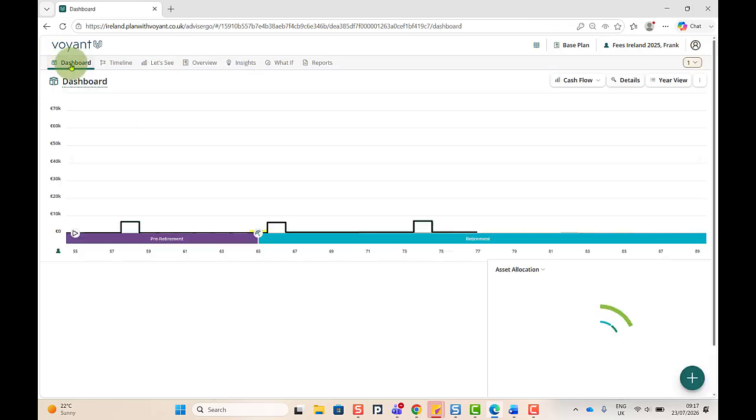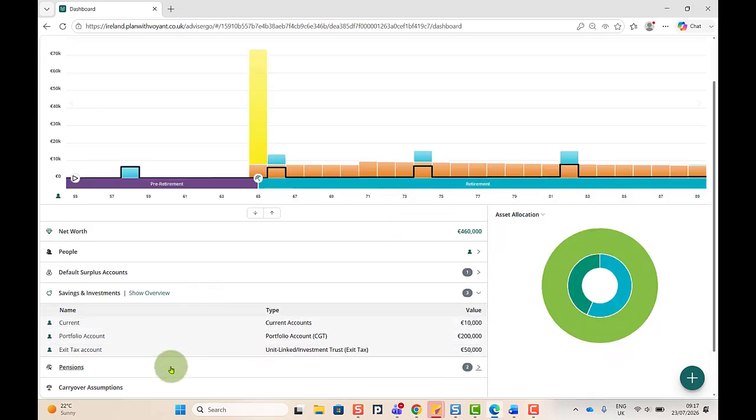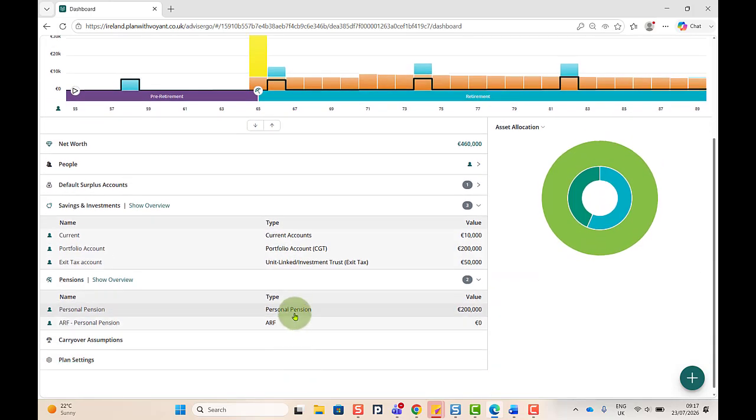I'm going to go back to Dashboard. I'm going to open up my investments and my pensions. I have modelled a portfolio account, an exit tax account, and also a pension. I will go through each one of these in more or less detail. Now first of all, let's go and have a look at the exit tax account.